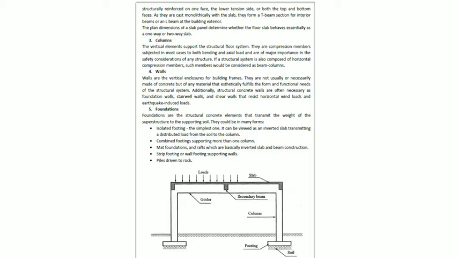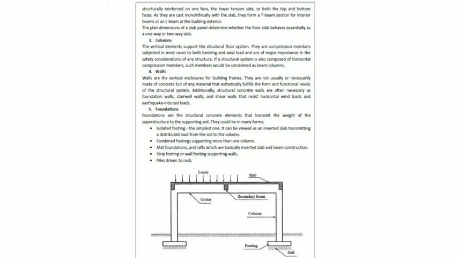3. Columns. The vertical elements support the structural floor system. They are compression members subjected in most cases to both bending and axial load and are of major importance in the safety considerations of any structure. If a structural system is also composed of horizontal compression members, such members would be considered as beam columns.